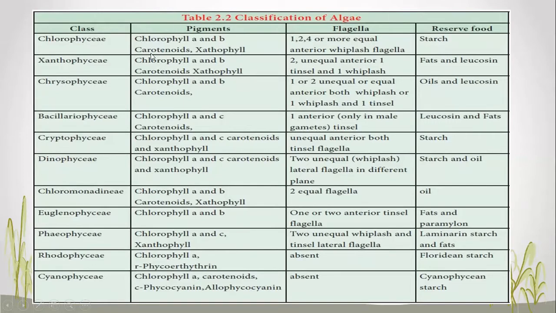And what are the pigments present? That is the second column. And the locomotory organs, and the number of locomotory organs, like flagella. And also the stored food, after their photosynthesis, what they produce. Some produce starch, some produce fat, and leucosin, oils and leucosin. Some are green but belong to another group because of what they store. That is why they belong to that group.